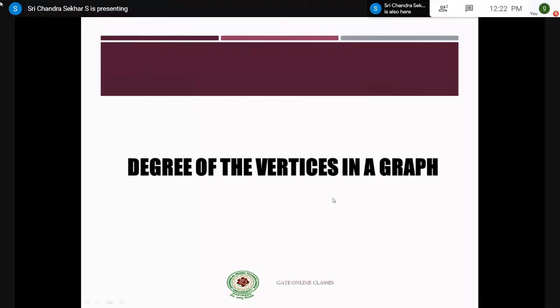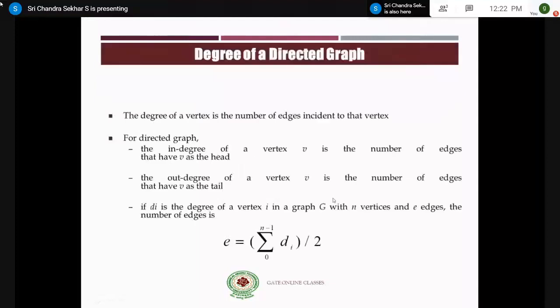Similarly, we have one more concept called degree of vertices in a graph. Here also the same concept is there. The degree of a vertex is the number of edges that are incident to that vertex, right? So for directed graphs, we have a concept of in degree and out degree. But if it is an undirected graph, listen carefully, we say node degree only or vertex degree.